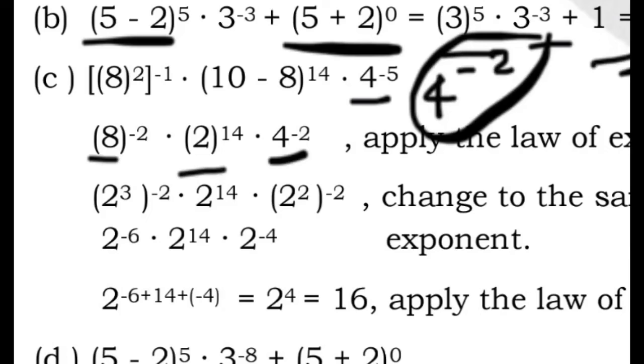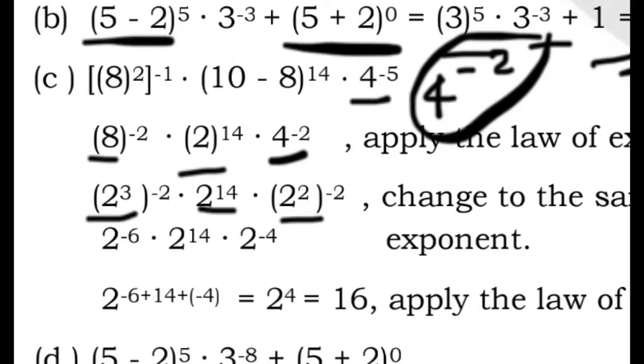Now, since these three expressions, we can write this one as base 2. So 8 here, we can have 8 as 2 cubed, then times 2 to the power of 14. Then 4 is 2 squared. So 2 squared raised to the power of negative 2. Then 2 cubed raised to the power of negative 2.